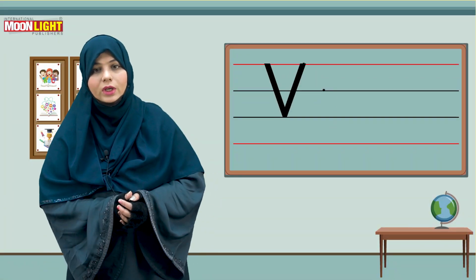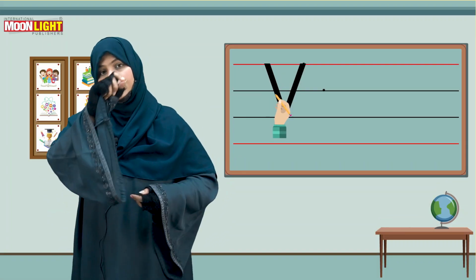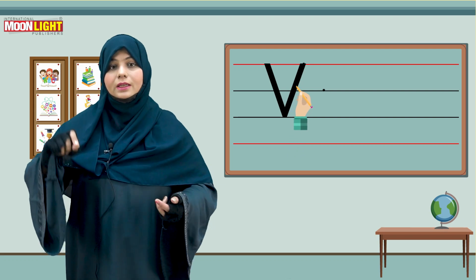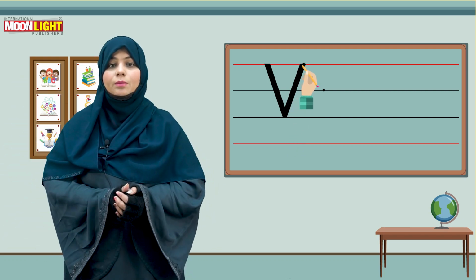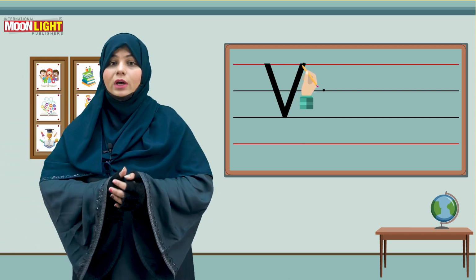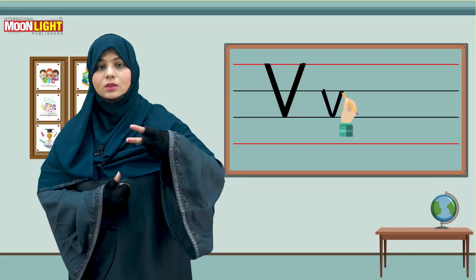Yes, this is letter V. Make a slanting line in upper three lines and another slanting line in upper three lines. It will become capital letter V. We have to write the same V in center two lines.